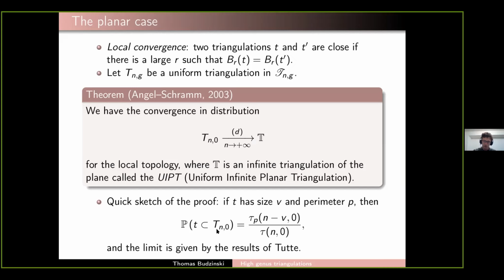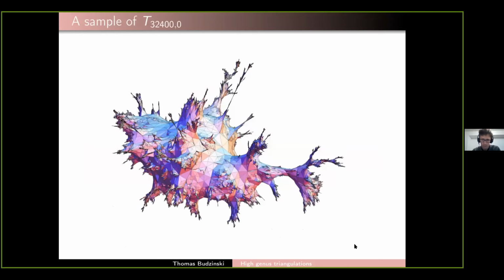Since my triangulation Tn0 is uniform among all the triangulations of the sphere with size n, this probability is just the number of finite triangulations of size n containing this little t divided by the total number of triangulations of the sphere of size n. And these are two combinatorial quantities that we know how to compute. More precisely, the denominator is the number of triangulations of the sphere with size n, which has been computed by Tutte.